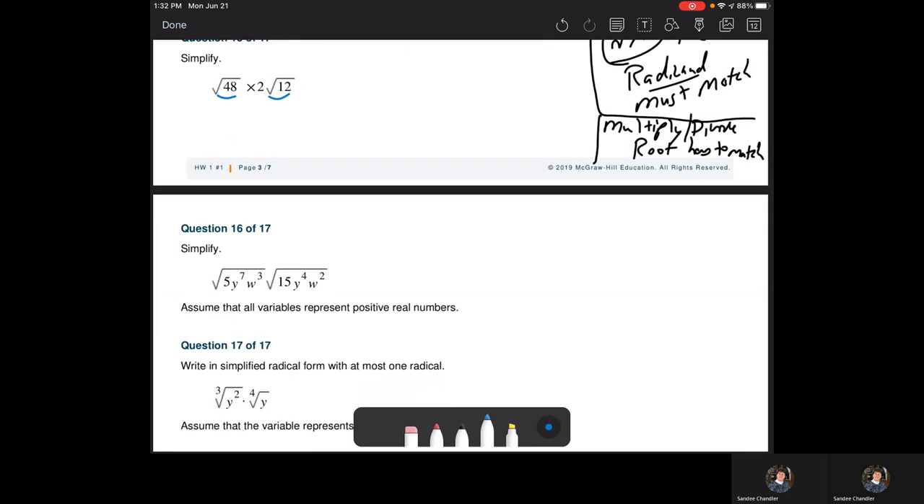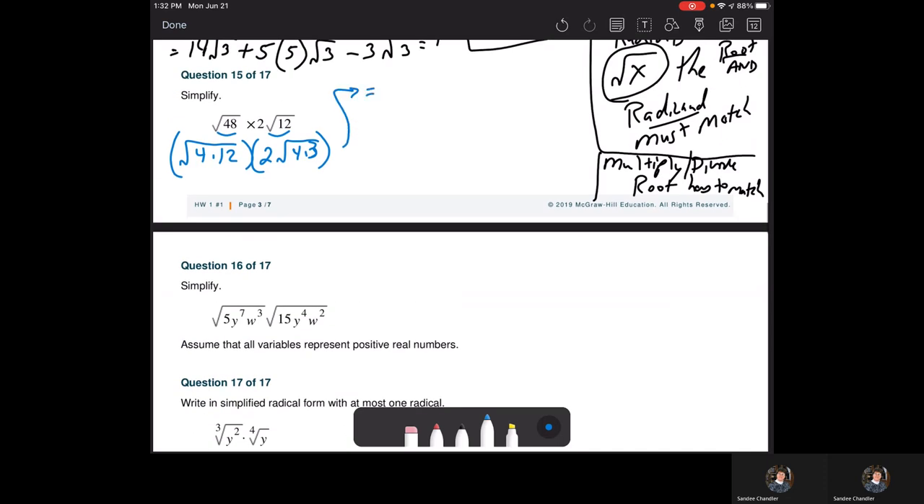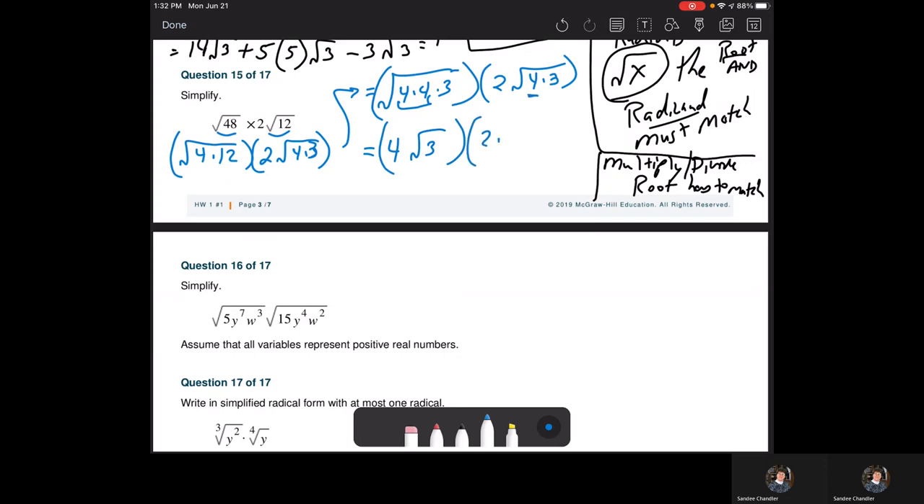Let's see, I'm going to use the times symbol. I don't like that. 2 times 4 times 3, there's a dot. The square root of 48: I see 4 times 12, but 12 has a 4 in it also. So that's really the square root of 4 times 4 times 3 and 2 times 4 times 3. All right. Well, those two right there make 16, right? So you get the square root of 16, which is 4, square root of 3, times 2 times the square root of that 4, which is 2, square root of 3.